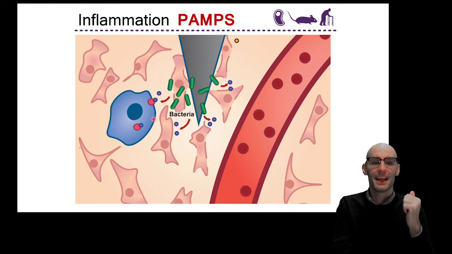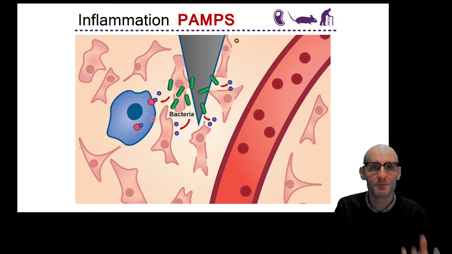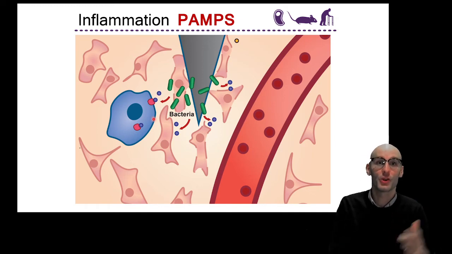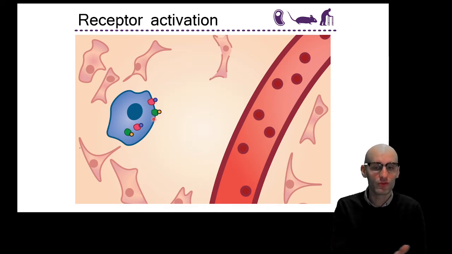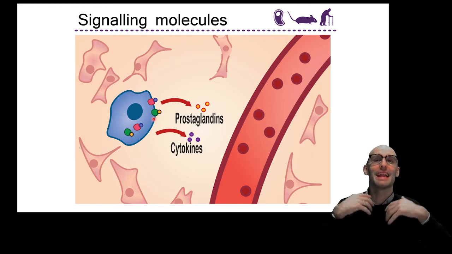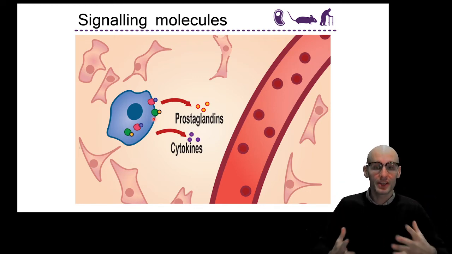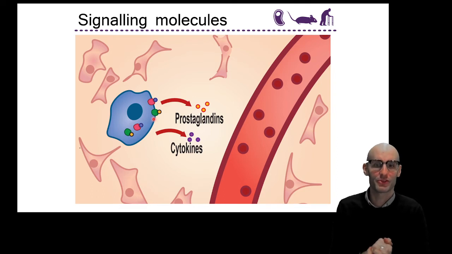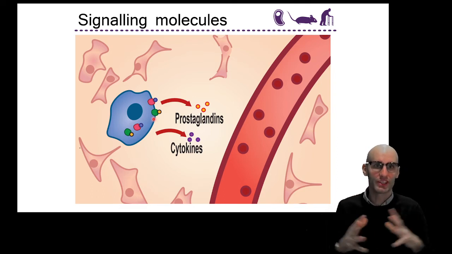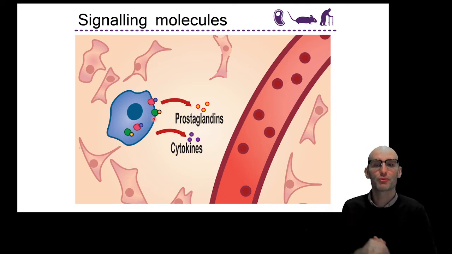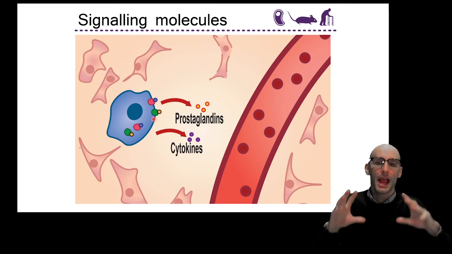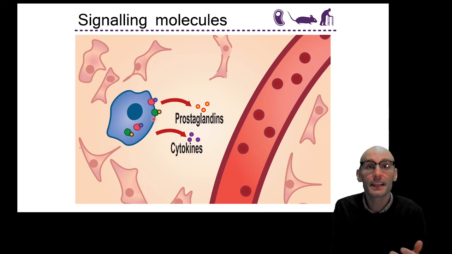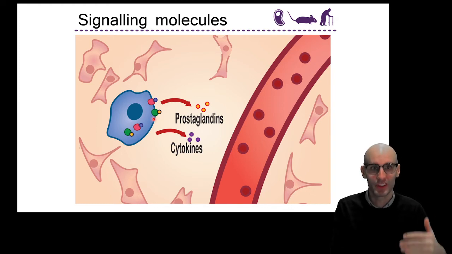So the resident immune cell has essentially smelled either tissue damage or infection, or both, because when there's an infection, there's often tissue damage. Once those receptors have been activated, they begin a signaling process to initiate an inflammatory response. There are loads of signaling molecules, but two really good examples are prostaglandins and cytokines. I'll dive into those a little bit later. The prostaglandins and cytokines signal for the inflammatory process to begin.